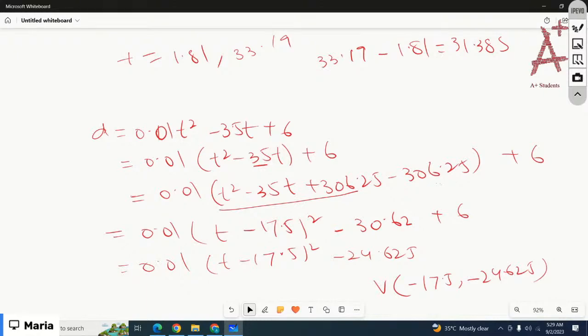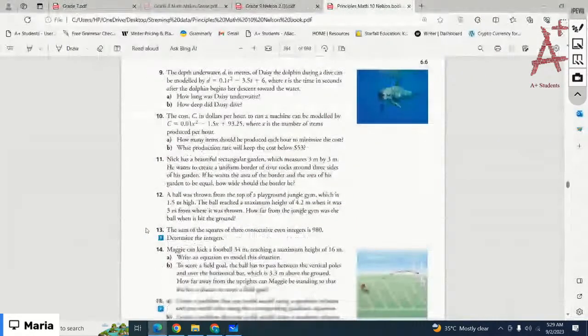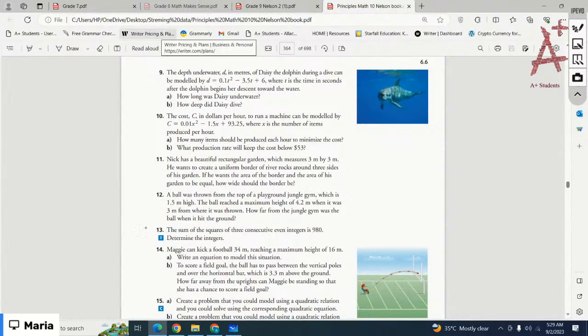Okay, let's just do question number 13. The sum of squares of three consecutive even integers is 980. Determine the integers. Okay, three consecutive integers, right?